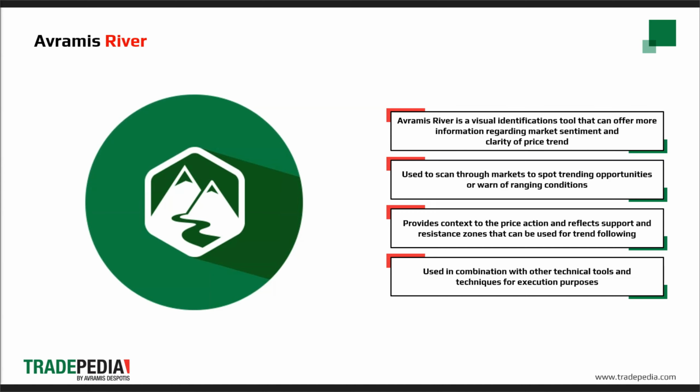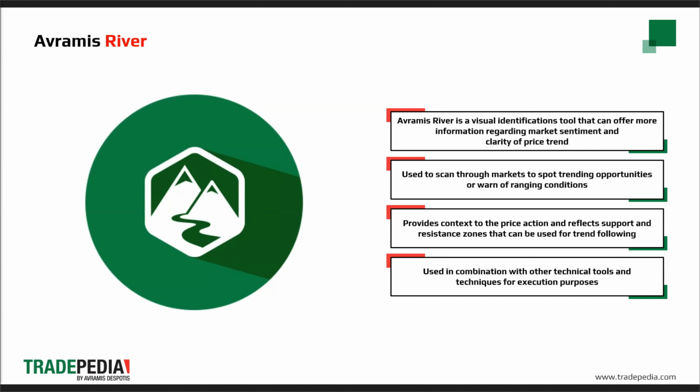As a trend following device, it can be used to scan through markets to spot trending opportunities or warn of ranging conditions. So what it means is that when you use Avramis River to scan through the market, you will see certain positions or possible entries that are very valid or very good. With one look at it, you know that it's going to be a very good entry or a very good exit position, or you can see any form of market sentiment. Later I'll show it to you, how you actually look at it.